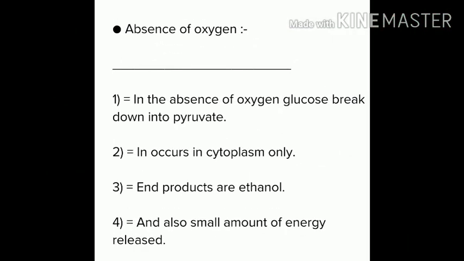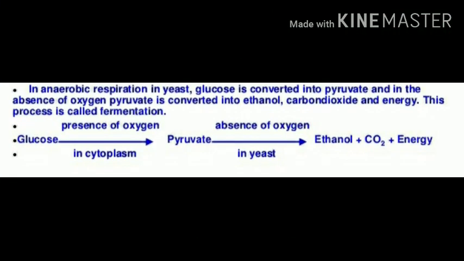If oxygen is absent, like in the case of yeast, then glucose, which was broken down into pyruvate in the cytoplasm, is further broken down from pyruvate to ethanol and a small amount of energy. Remember, this happens in cytoplasm only. That means in case of anaerobes, both the processes, breakdown of glucose to pyruvic acid and pyruvic acid to ethanol and carbon dioxide and energy, all take place in the cytoplasm itself.